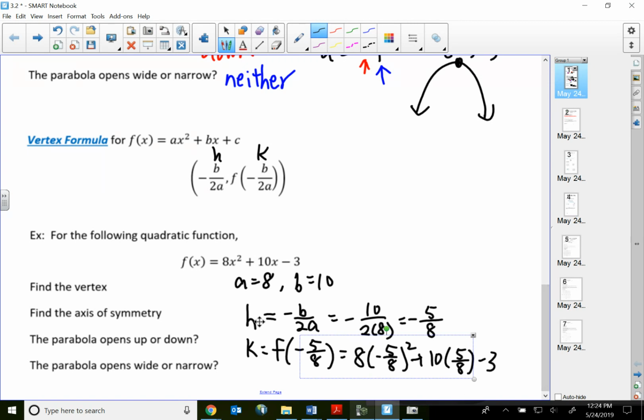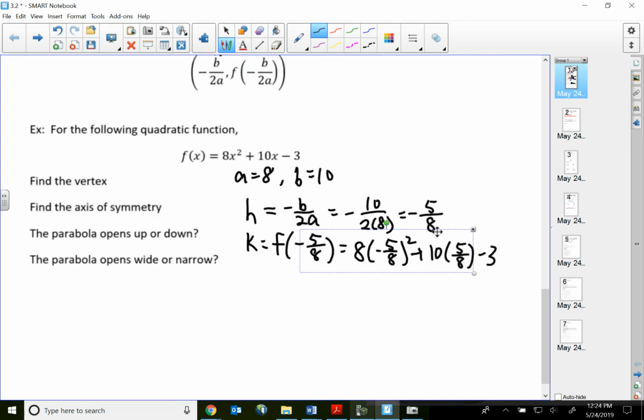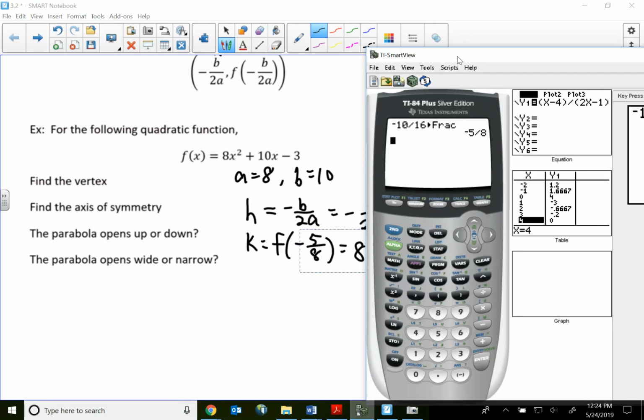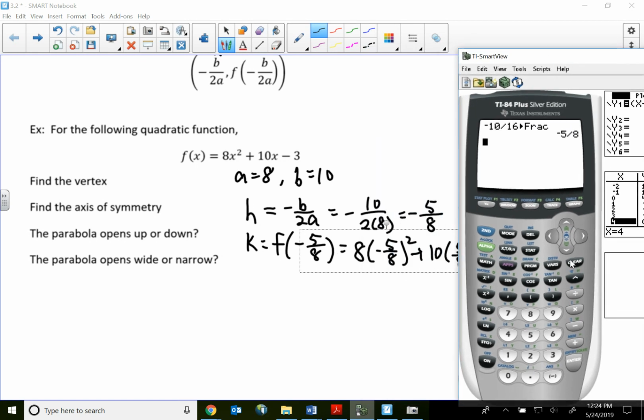Now, after I found my h to be negative 5 over 8, I already know that I'm having decimals as a vertex. So I'm not even going to attempt to graph this, trying to find my vertex from the graphing perspective. I'm just going to put this into the calculator, and it will tell me the y value. So 8 times negative 5 over 8, the whole thing squared, plus 10 times negative 5 over 8.